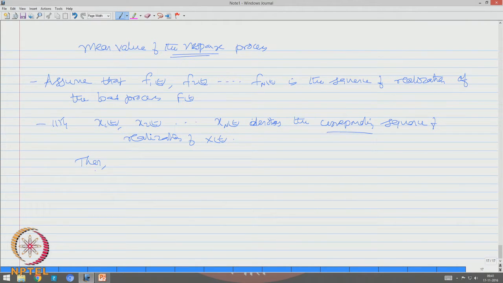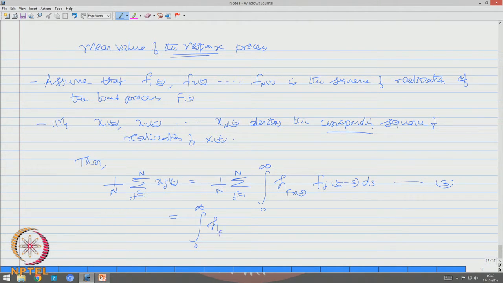Then 1 by n of summation of j equals 1 to n x j of t can be said as 1 by n of summation of j equals 1 to n of integral of h f x s f j t minus s ds, equation 3. This integral is from 0 to infinity, so it can be rewritten as integral from 0 to infinity of h f x s, that is the impulse response value, times summation of j equals 1 to n of f j t minus s ds.